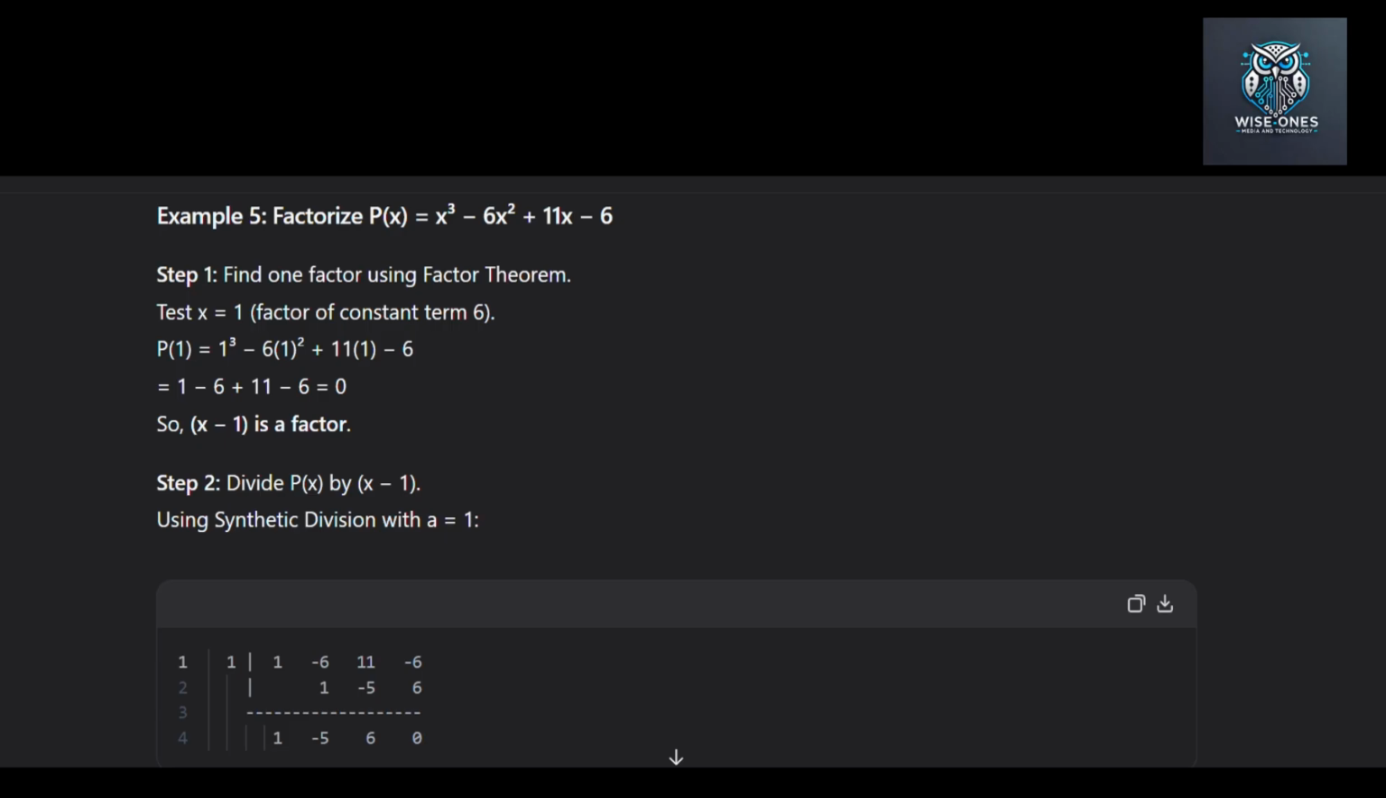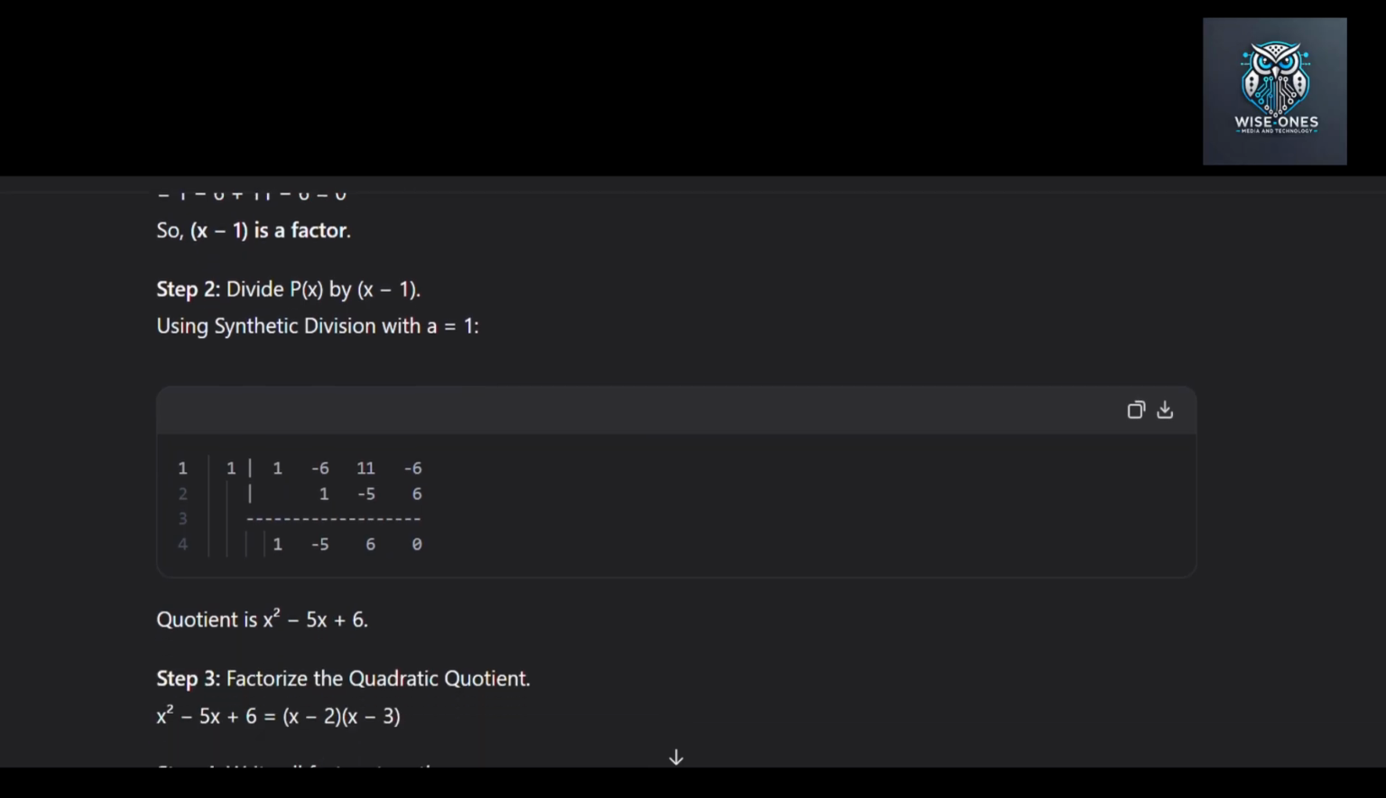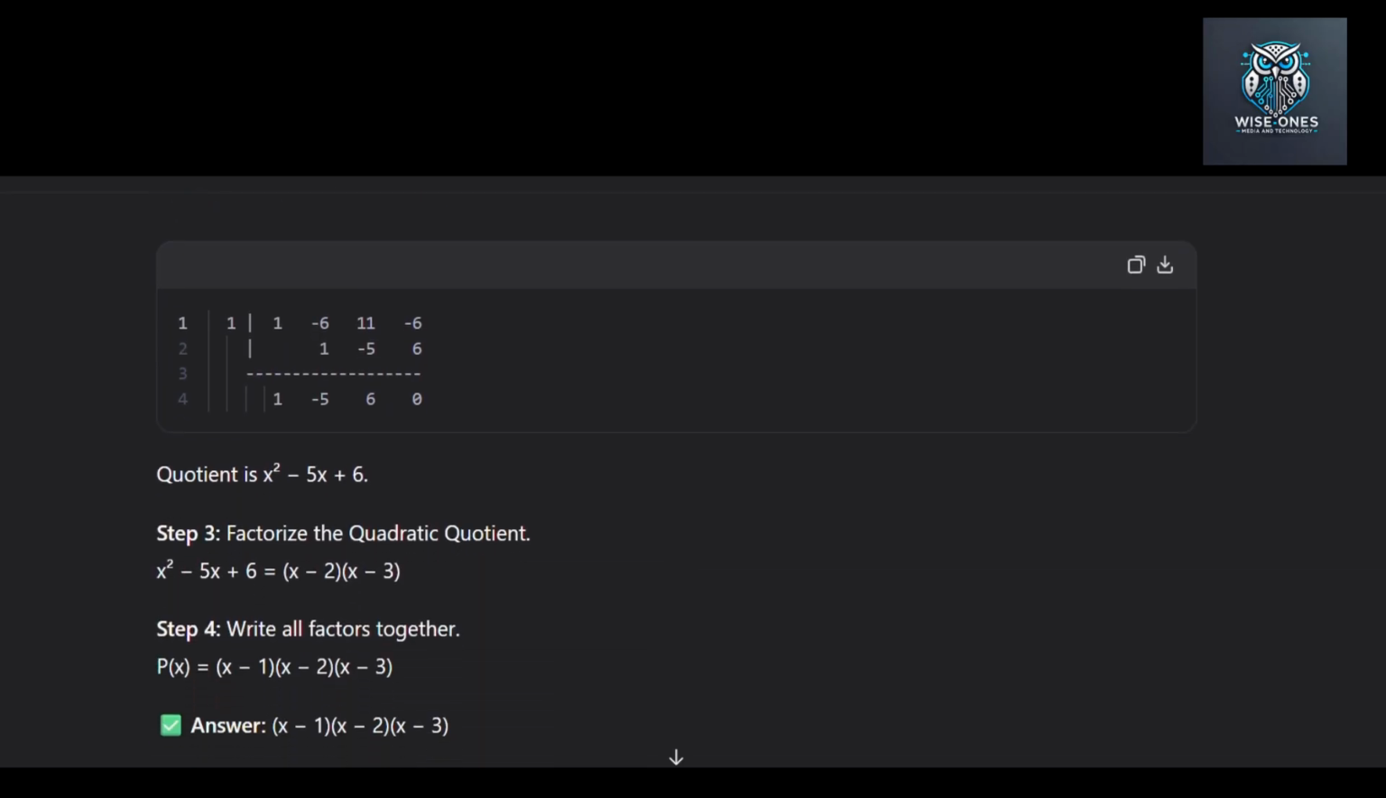Step 2. Divide P(x) by (x − 1). We will use synthetic division with a equals 1. The coefficients are 1, negative 6, 11, negative 6. Bring down the 1. Multiply 1 by 1 is 1. Add to negative 6. Negative 6 plus 1 is negative 5. Multiply negative 5 by 1 is negative 5. Add to 11. 11 minus 5 is 6. Multiply 6 by 1 is 6. Add to negative 6. Negative 6 plus 6 is 0. The remainder is 0, which confirms it is a factor.